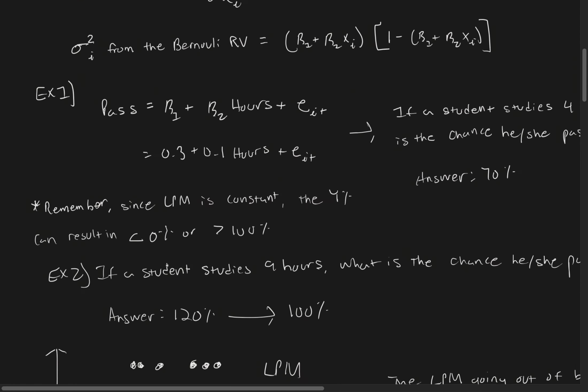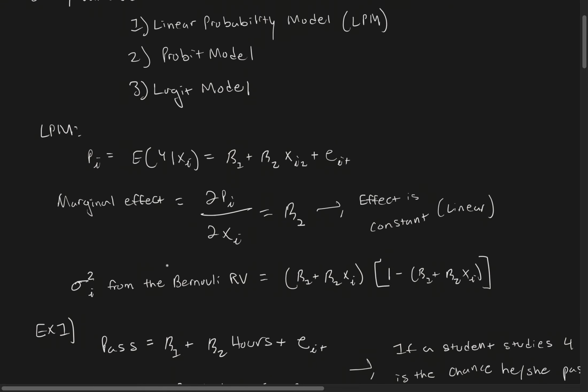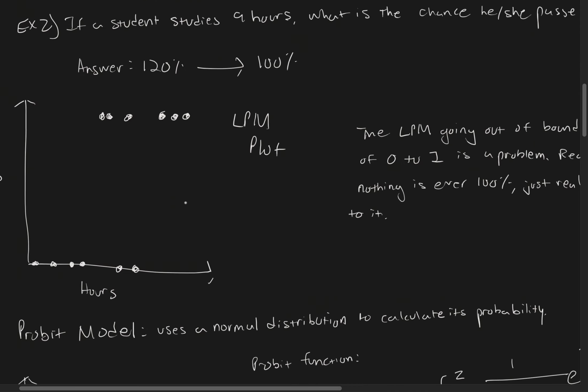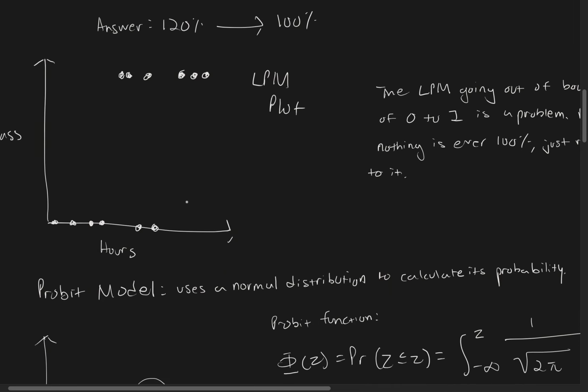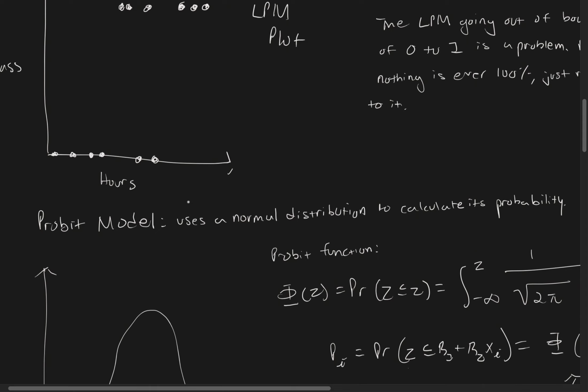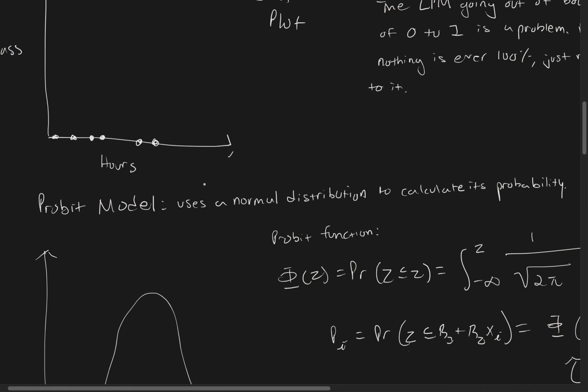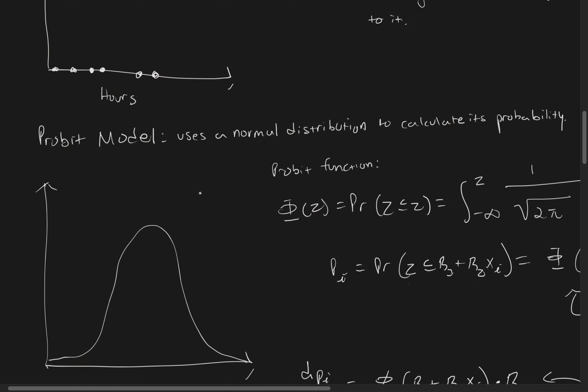And so one of the reasons why we use different models is because realistically nothing is ever 100% in a regression function. The LPM is problematic when it comes to those assumptions that something can be 100%, which isn't realistic. And so that's where the Probit and Logit models come into play.